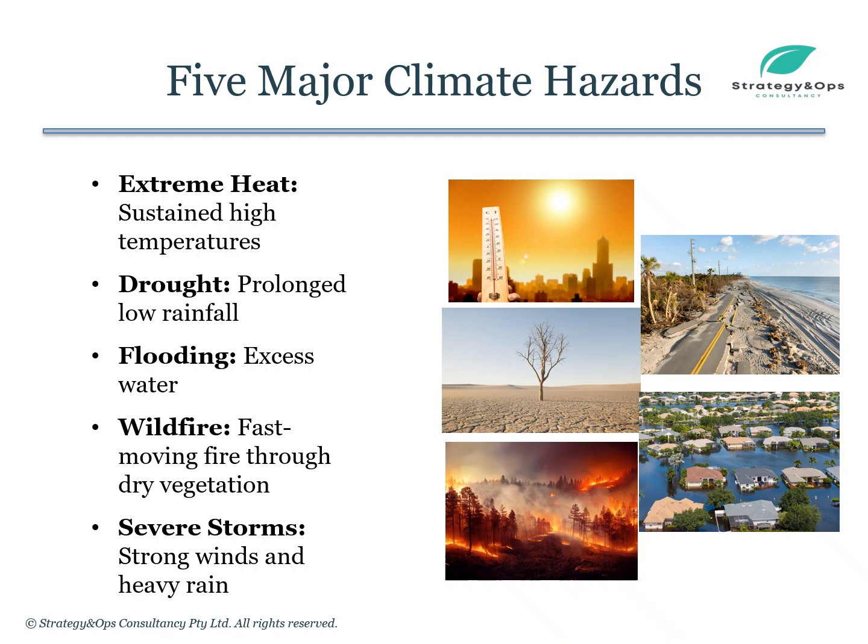Flooding happens when too much water collects in one area. Heavy rain, storm surge, or overflowing rivers can overwhelm roads, buildings, and drainage systems. Wildfire is fast-moving fire through dry vegetation. It threatens homes, roads, power lines, and air quality. Severe storms bring strong winds, heavy rain, and sometimes tornadoes or storm surge. They can damage structures and interrupt essential services within minutes.